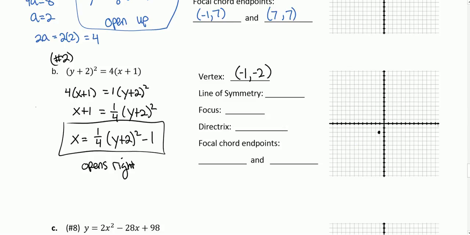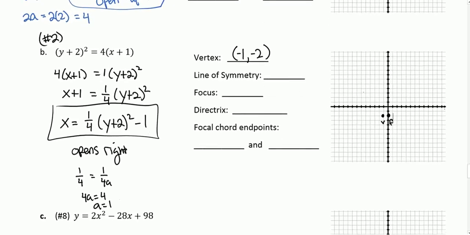The focus, we need to take that 1/4 and set it to 1/4a, which tells us that 4a is equal to 4, a is equal to 1. So the distance from the vertex to the focus is 1, and we're opening right, so we're only going to the right one. So we have our vertex here, we got our focus there. And that is going to be at 0, -2.